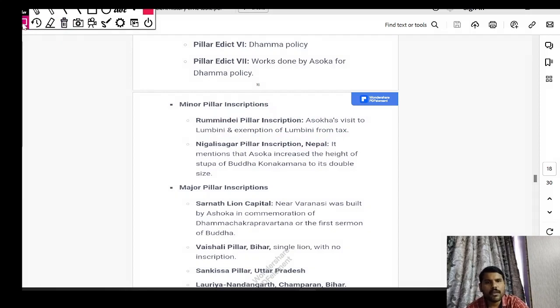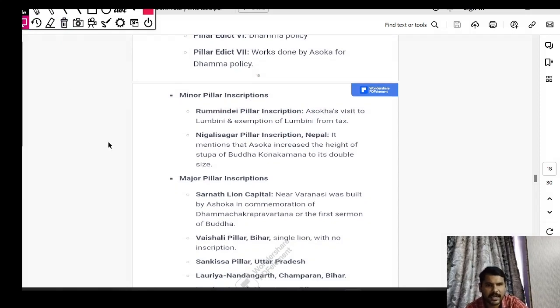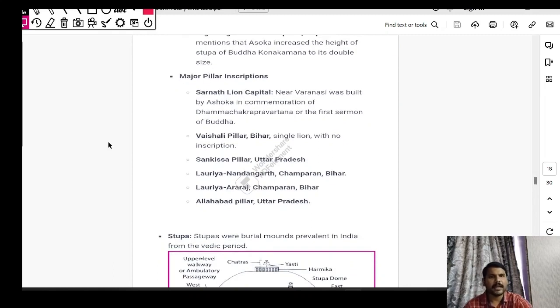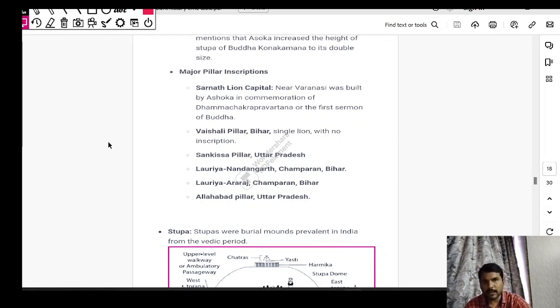So, if you look at the major pillar inscriptions, these are again important. You have to remember these things. Okay, Sarnath lion capital, Vaishali pillar in Bihar, Sankissa pillar, etc. Allahabad pillar. Sarnath lion capital is very important. It was near Varanasi, built by Ashoka in commemoration of the Dhamma Chakra Pravartana, the first sermon of Buddha. So when you go to Buddhism in that lecture, you will see all these things.